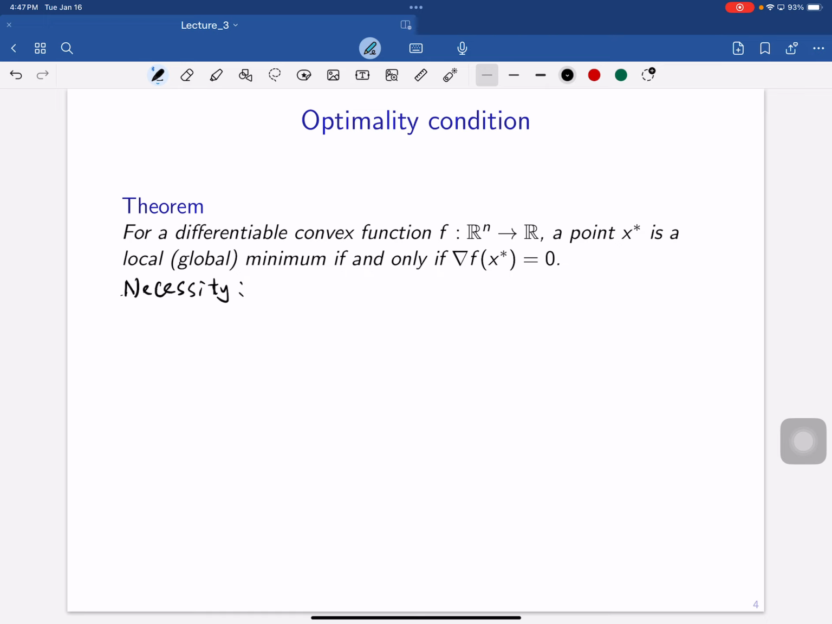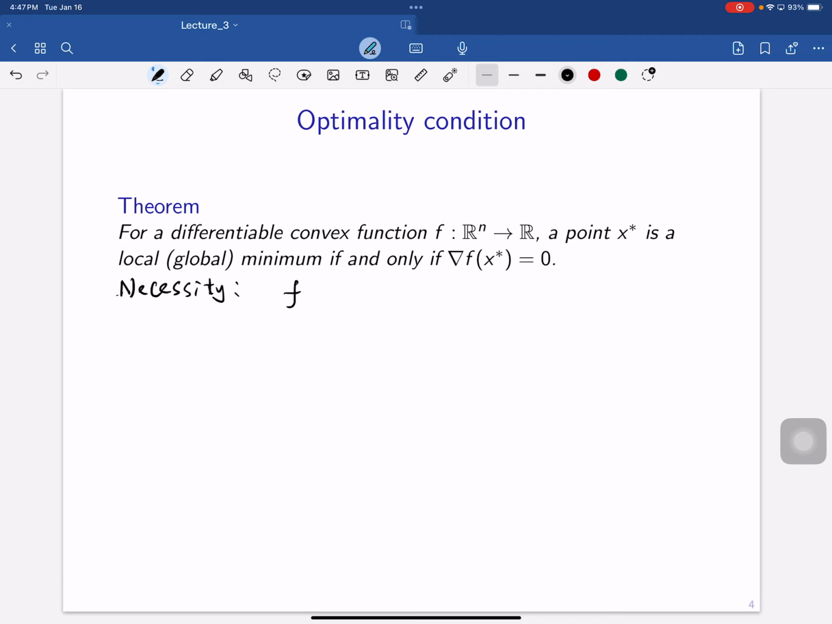The first order Taylor series expansion, if you expand at x, would be f(x) plus the gradient at x transpose times (y minus x). That's the first order Taylor series expansion. If y is close enough to x, you can only focus on the first order term, because the higher order terms diminish faster than the first order term. That's something maybe you learned in calculus class.